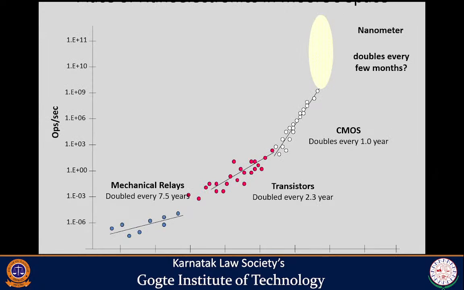So as you can see, this is what I was talking about. The increase in the number of transistors or number of devices which has occurred over a period of time has doubled for CMOS every year, whereas in the past, the mechanical switches increased in size only in about 5 years or up to 7.5 years.